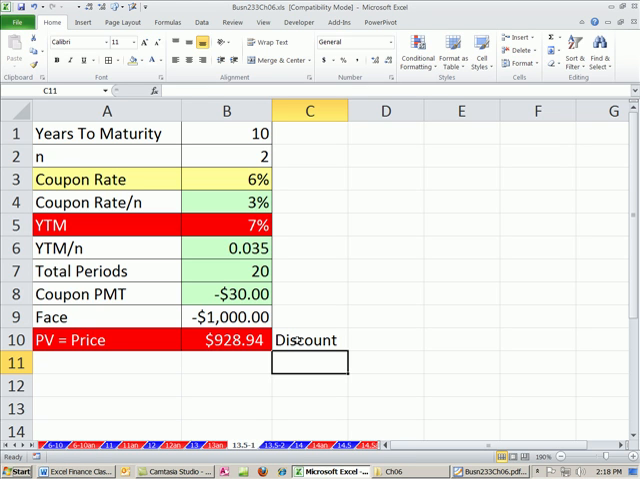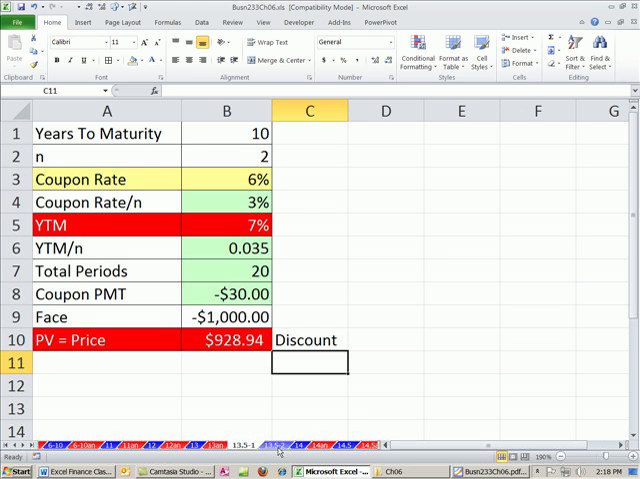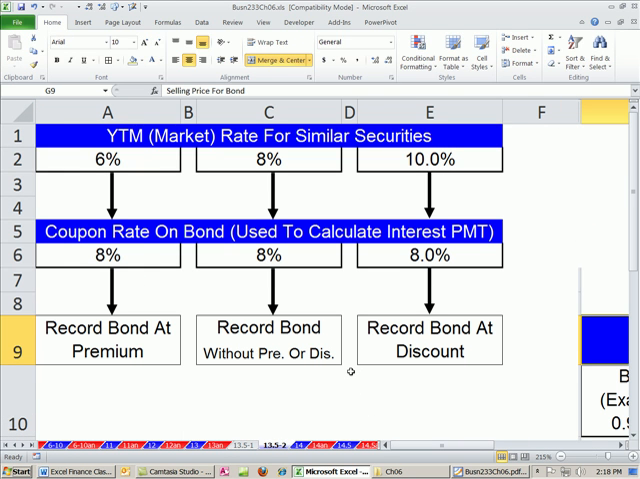All right, so that's a little bit about par, discount, premium. We did a little calculation, and we looked at some great diagrams to help us understand when to record at a premium, when to record at neither a premium or a discount, and when to record at a discount. All right, we'll see you next video.